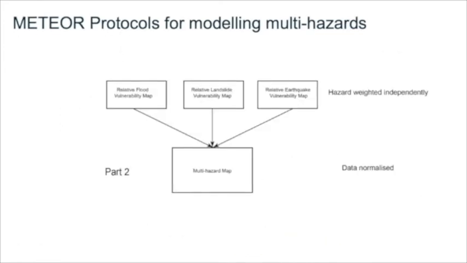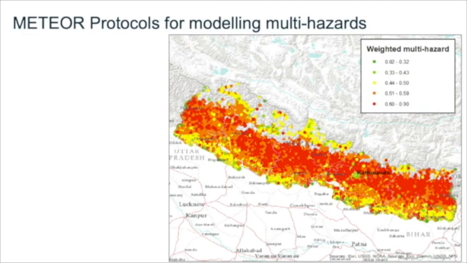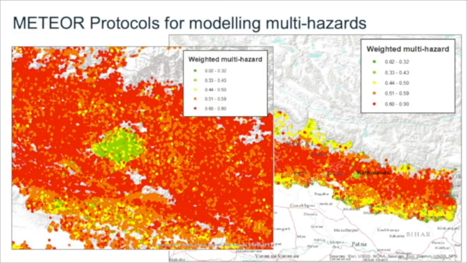Once the individual vulnerability maps for each hazard have been produced, they can be weighted independently, combined and normalised to create a national scale multi-hazard map like this weighted multi-hazard map for Nepal. These first results from the Meteor multi-hazard model highlight differences between Kathmandu and the rest of the country, the reasons for which need to be investigated further.